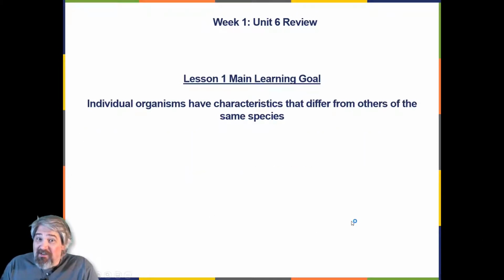So we went into this unit, the main learning goal from the first lesson was basically just that individual organisms have characteristics that differ from others of the same species. Now, this is intuitive. You've known this since you were a small child.